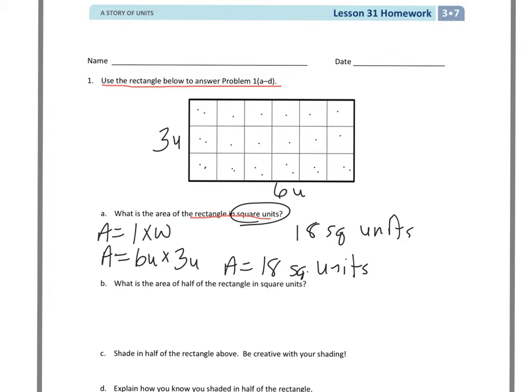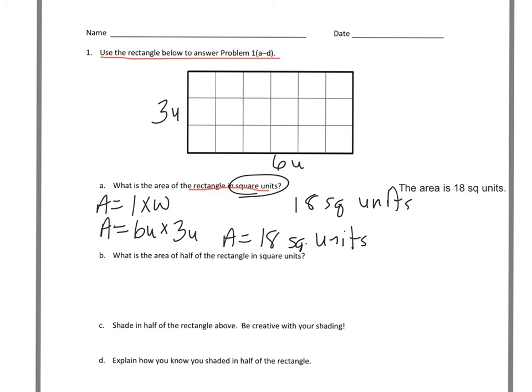So either way is going to work for this because they gave us our squares drawn in there. It wasn't just a rectangle. It has all the rectangle broken up. So I'll put my answer statement in. And now that that's in, I can move down to B. What is the area of half of the rectangle?